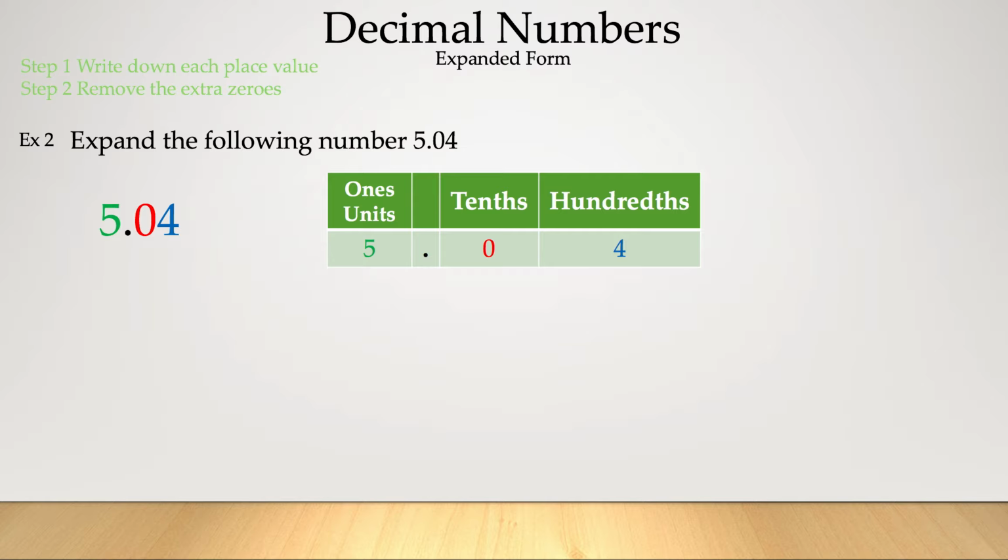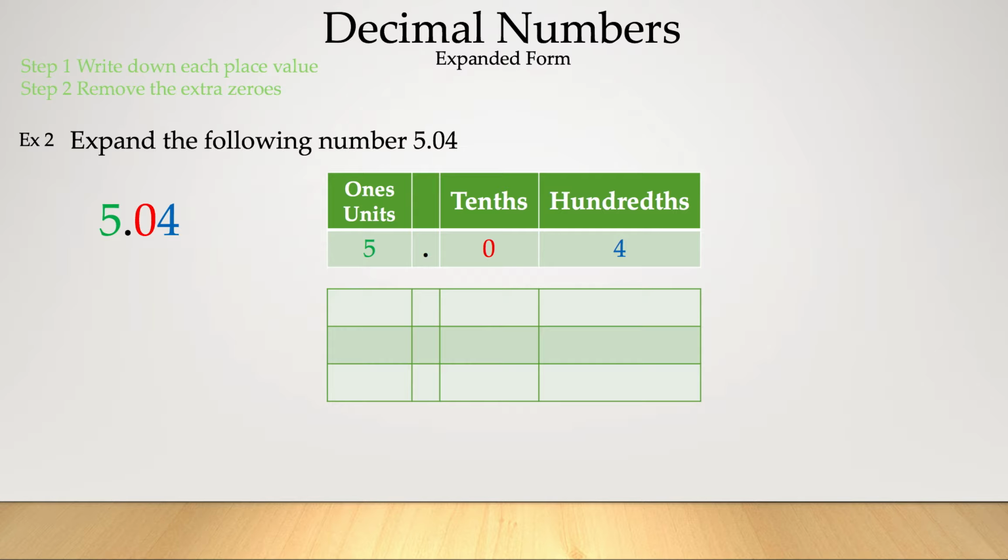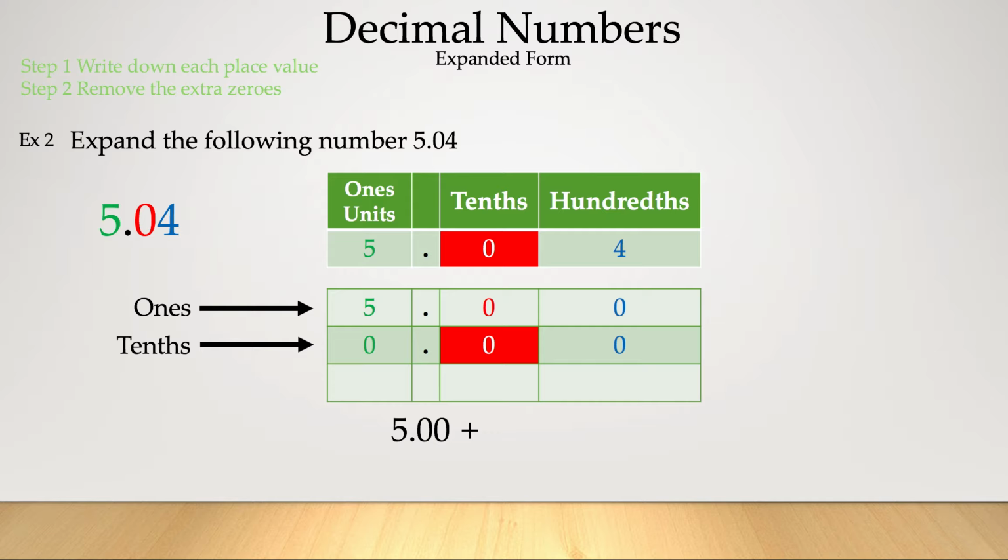Now let's take a look at example 2. We're going to expand the number 5.04. So let's go ahead and get started. So we're going to start with the place value on the left. And in this case, it is the ones or the units. So we write down 5 and every other number becomes a 0. So now we write down 5.00 and we move to the next place value, which is tenths.